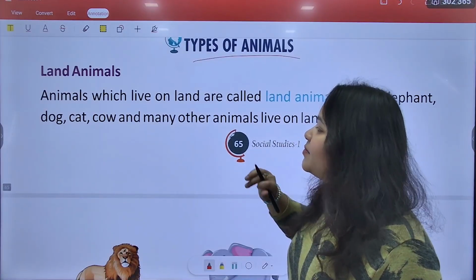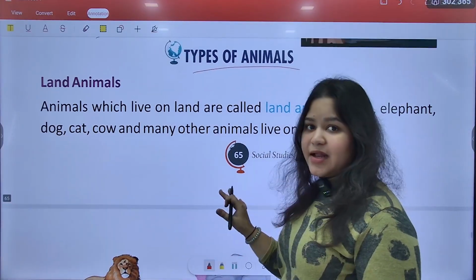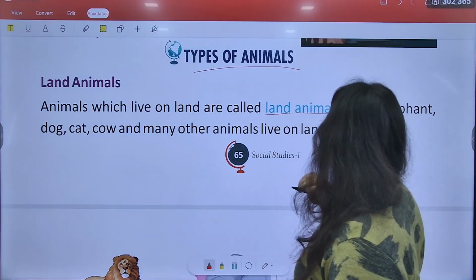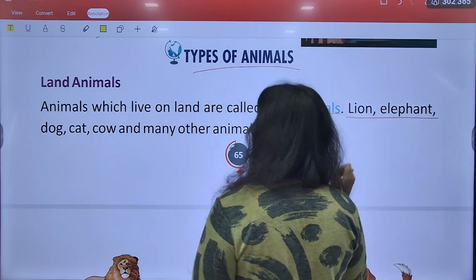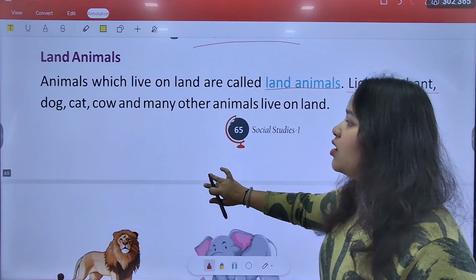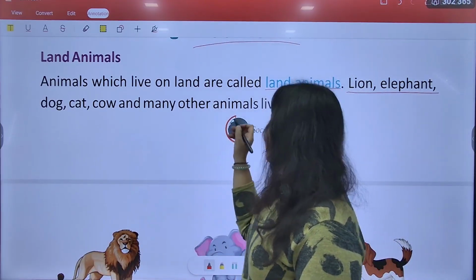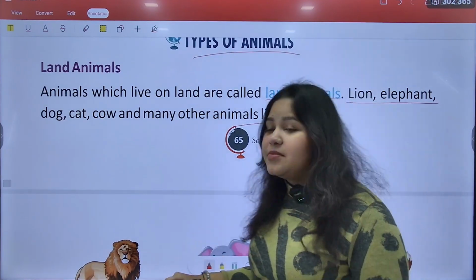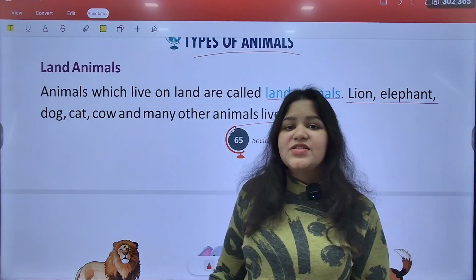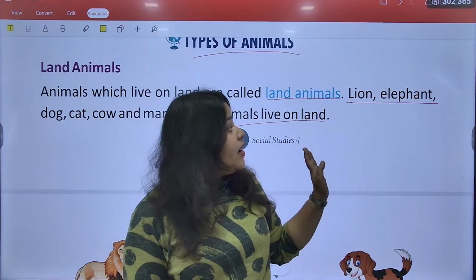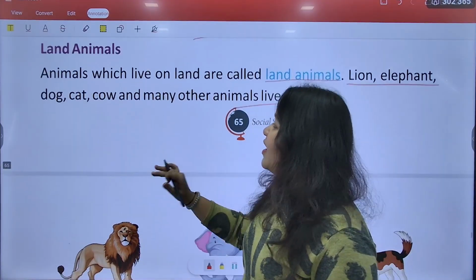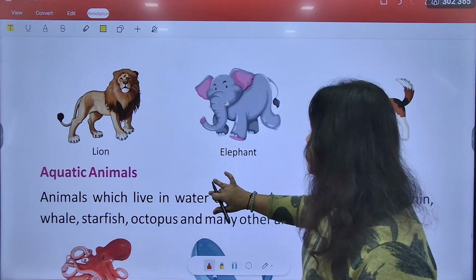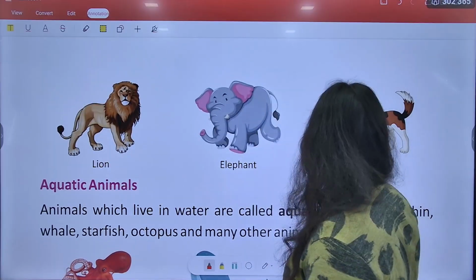There are land animals first. Animals which live on land are called land animals. Examples are the lion, elephant, dog, cat, cow and many other animals that live on land. Have you understood that the animals who live on land are called land animals? For example, lion, tiger, elephants, dog, cat and cow.